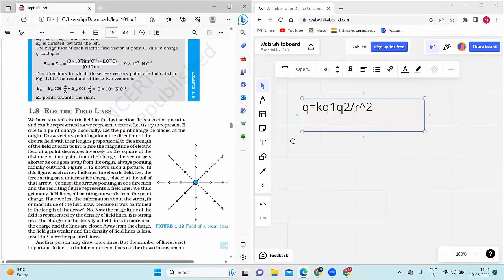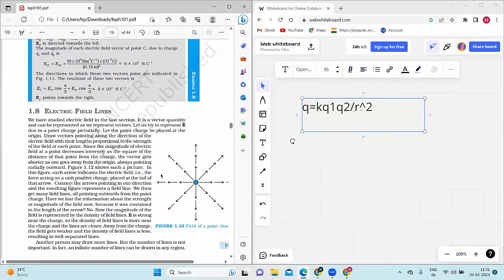Generally, field lines will be radially outward from a positive charge and radially inward to a negative charge. The direction of the electric field will be tangential to the field line at a point.